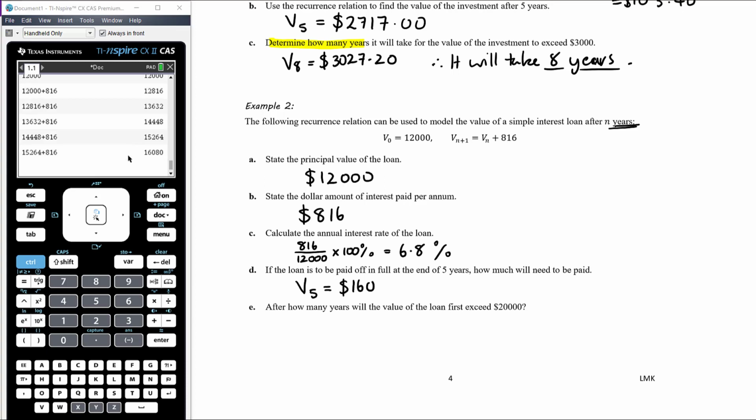So $16,080 is the value of the investment after 5 years. So if it's to be paid off in full, this means that $16,080 will need to be paid.